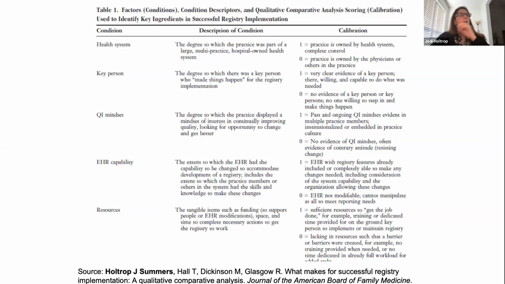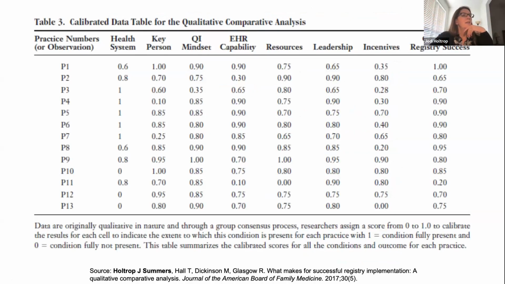So in QCA, you have to assign each thing on a 0 to 1 scale. So you can do 0 and 1, or you can do increments in between. Then you create a table. So we had 13 practices. So here's P1 through P13. And then we scored them all based on all of these conditions that we thought would be important. And then over here on the right is their outcome.